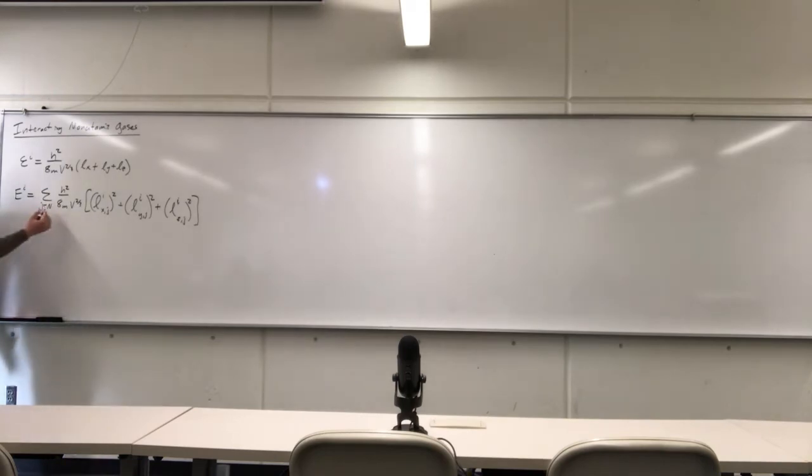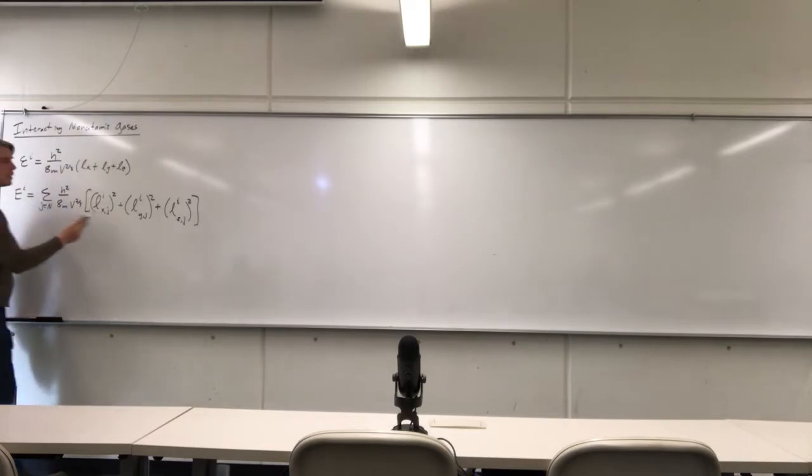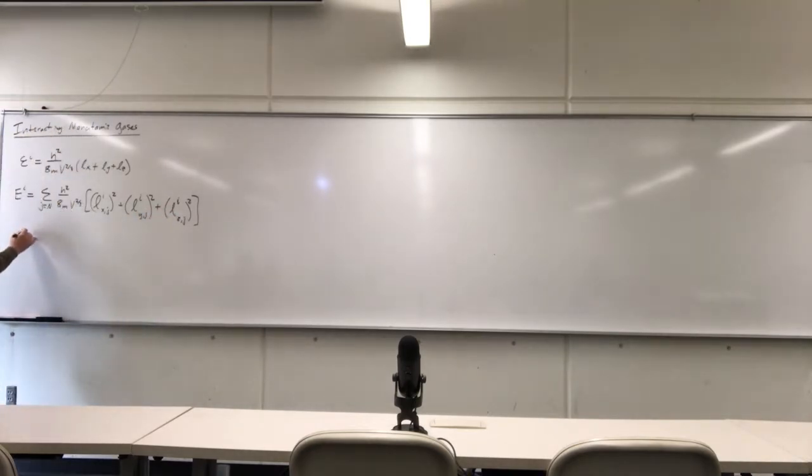So this is just the constants in front. But basically, the total energy of the system, we're saying, is just the energy of all of the individual states added up.